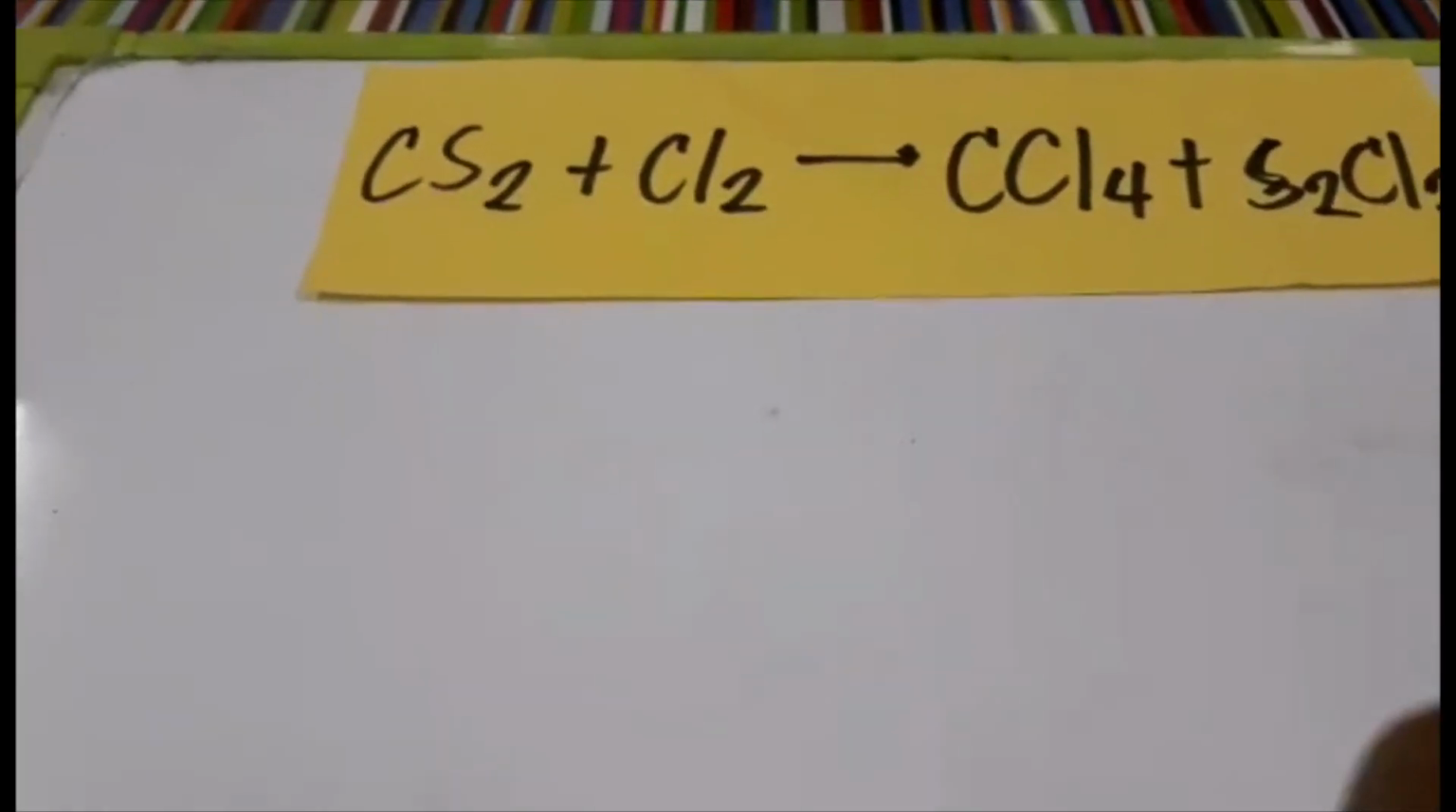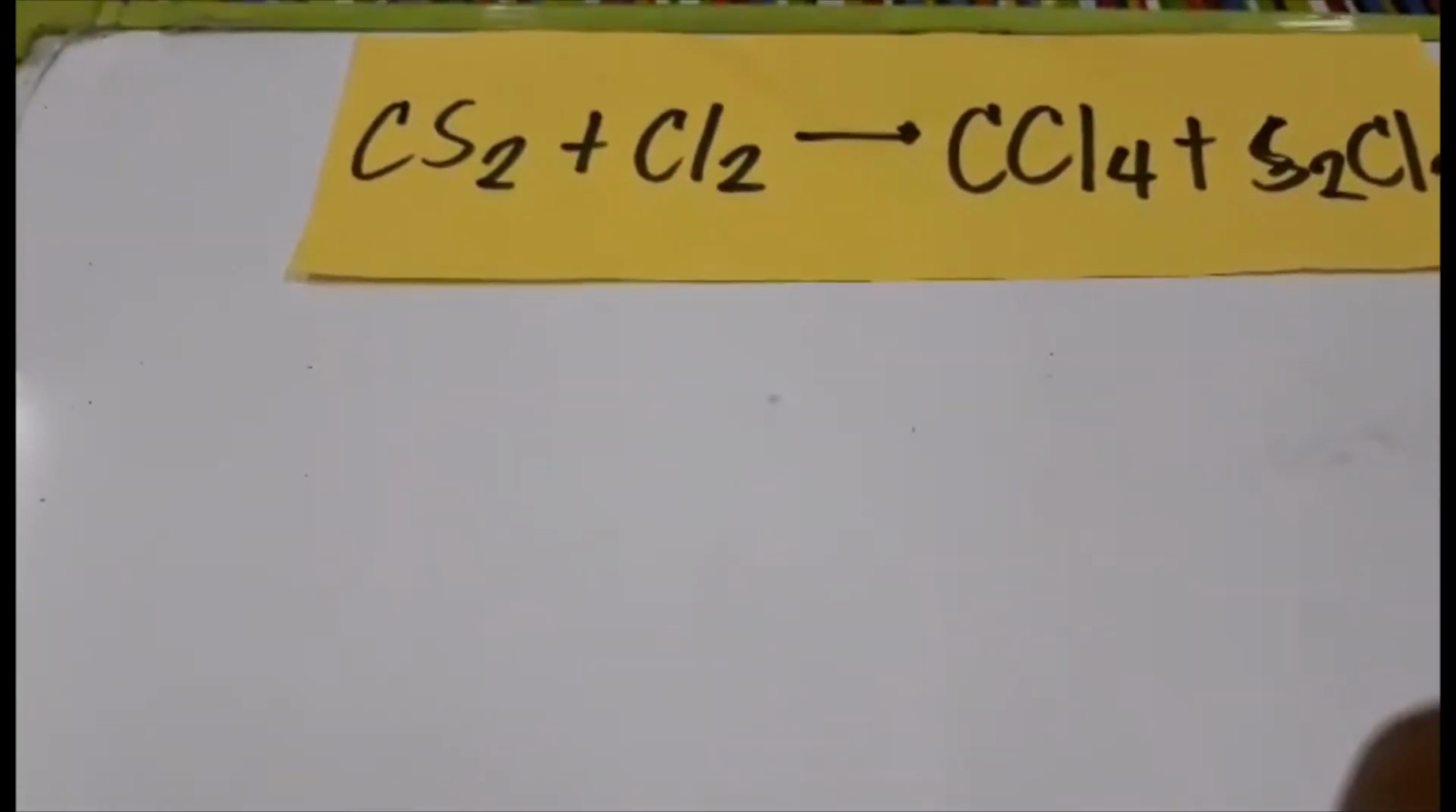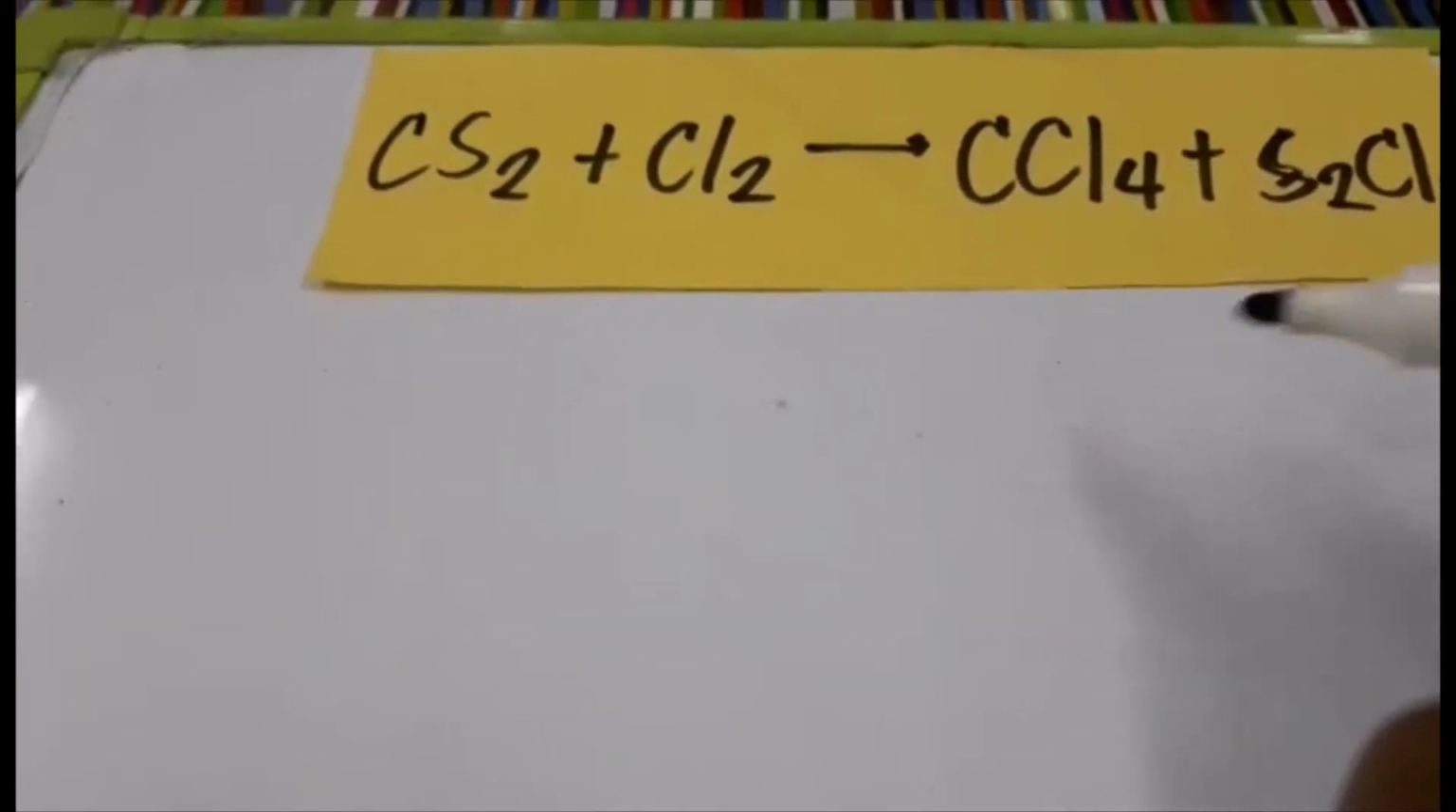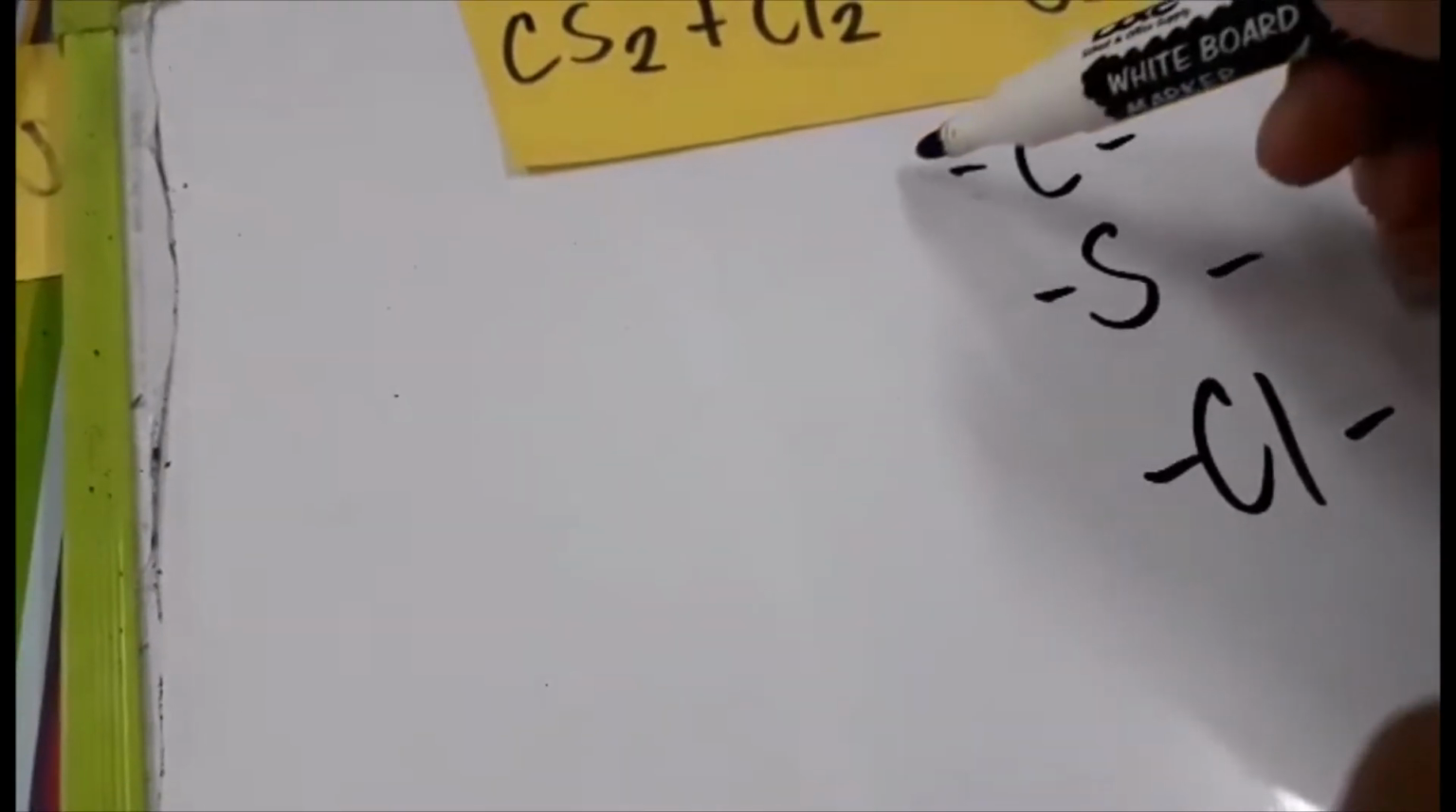Okay, so ayan po, our second equation. Let us try to identify the elements present. So we have carbon, sulfur, and chlorine. This is for the product, and this is for the reactant. Let us count the number of atoms on each side. So here carbon is 1, sulfur is 2, chlorine is 2.